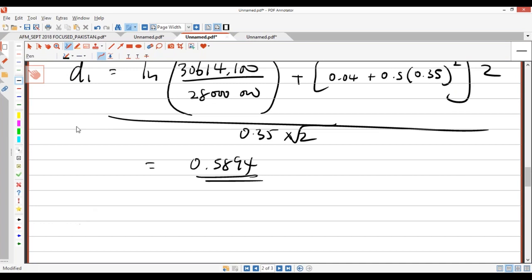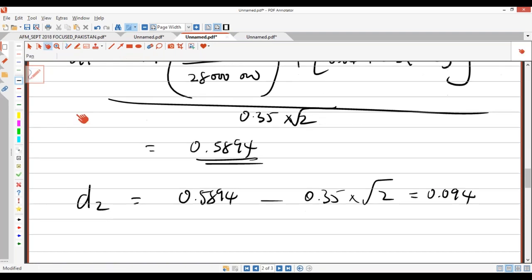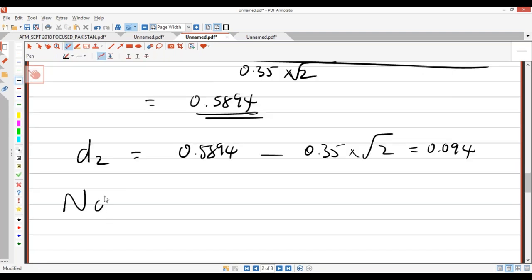Okay. Now, this is going to be D2. It will be the same thing as D1, 0.5894. Just check these answers. If it's wrong, maybe let me know afterwards. Maybe we just double check. Minus your 0.35 multiplied by square root of 2. It's going to give you 0.094. ND1, ND2. Can I trust you know how to do this? ND1, ND2, which is going to be N of 0.